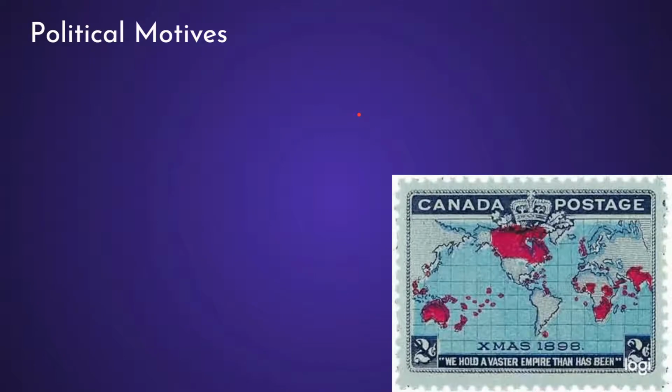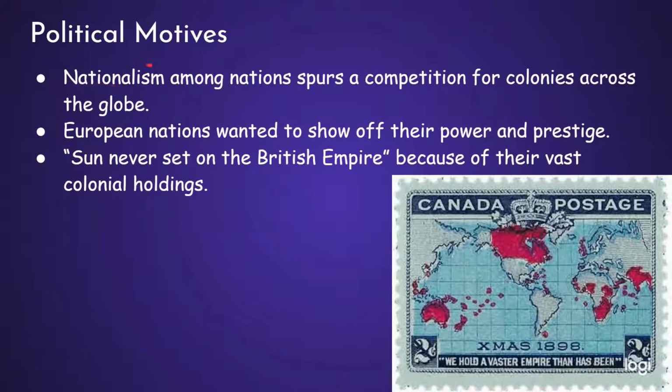So moving on, we have also political motives that we see as well. Nationalism, or the idea that you have extreme pride in one's country, is very rampant amongst the European nations. And so it became this competition to see how many different colonies they could actually get. On top of that, many European nations wanted to show off their power and prestige when it comes to all the different areas that they own. And they're really going to want to make this empire when it comes to imperialism.